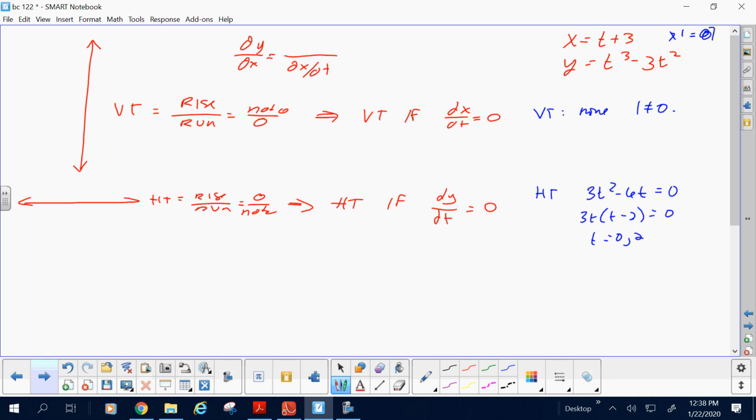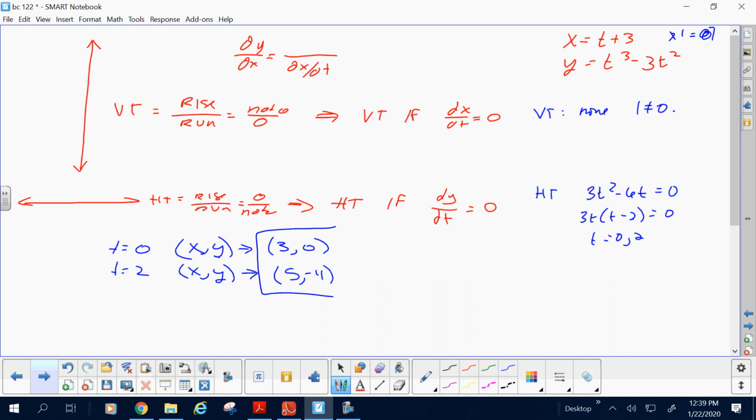They want points on the curve. All right, so at time equals 0, what is a point of the curve? That's 3, 0. Yay? And when time is 2, what are the coordinates? 5, -4. I agree. Okay. There's a lot to wade through there.